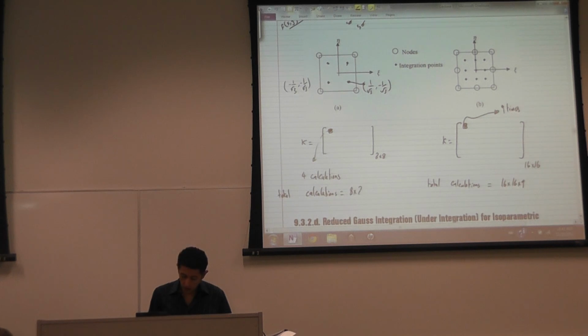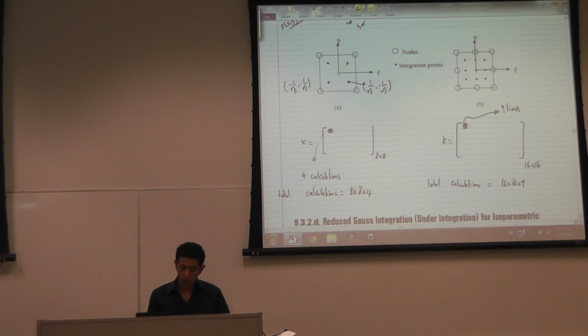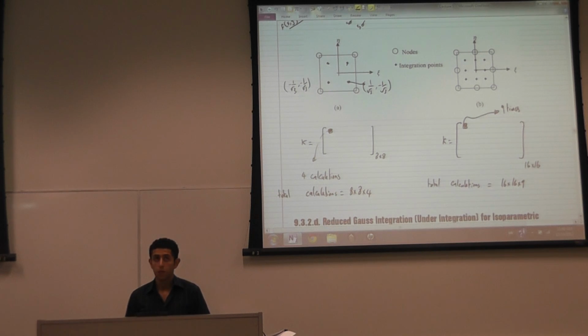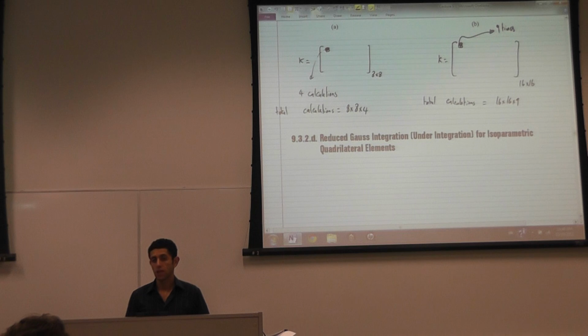So to form the stiffness matrix, I need 8 by 8 by 4 calculations, excluding the additions. And to form the stiffness matrix for a nonlinear element, I need 16 by 16 by 9. This is called full integration. Any element that is done this way is called full integration. And the elements that we utilized for the previous assignment is the full integration element utilizing exactly this scheme.